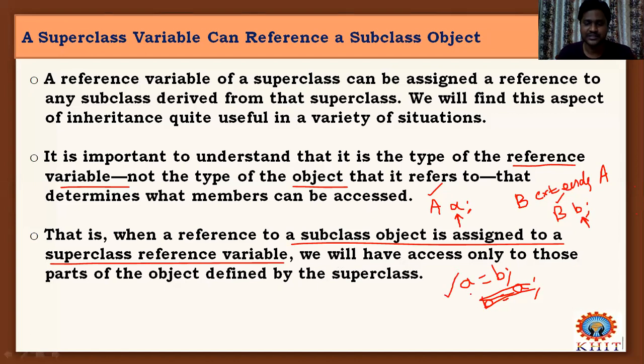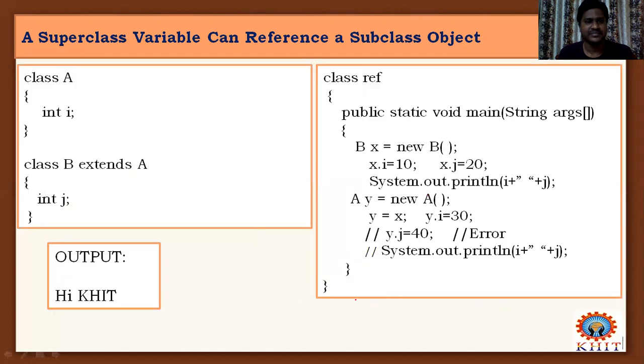Now A is a reference variable of superclass A, and B is an object or reference variable of class B, and we are assigning this subclass object to a superclass reference. When we do this, we will have access only to those parts of the object defined by the superclass. If you have any confusion, come to this example program that can clear it.